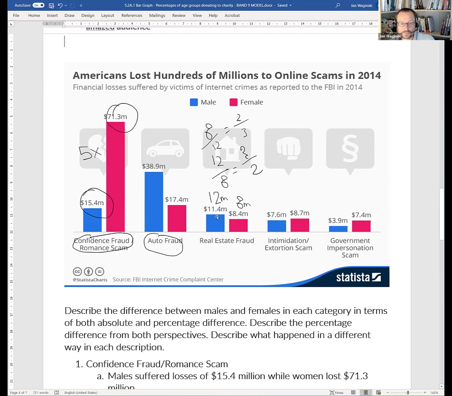But then you want to talk about the difference. Right? Women lost 2/3 the amount that men lost. That's a meaningful comparison. Like in the end of the body paragraph? Yeah, or even in the same sentence. Okay.